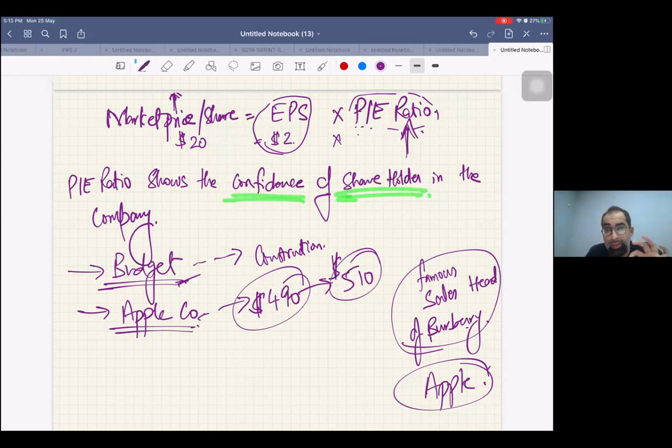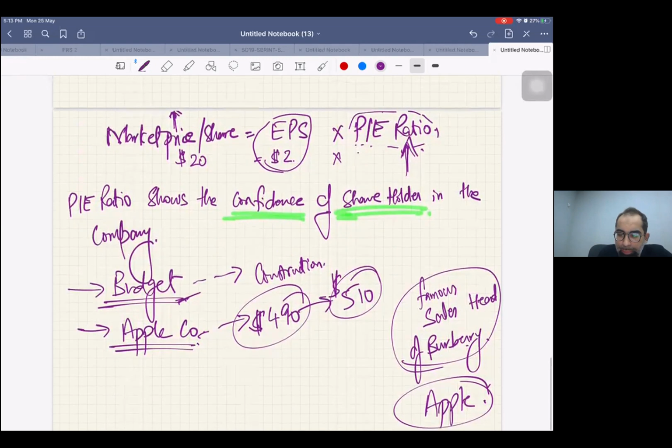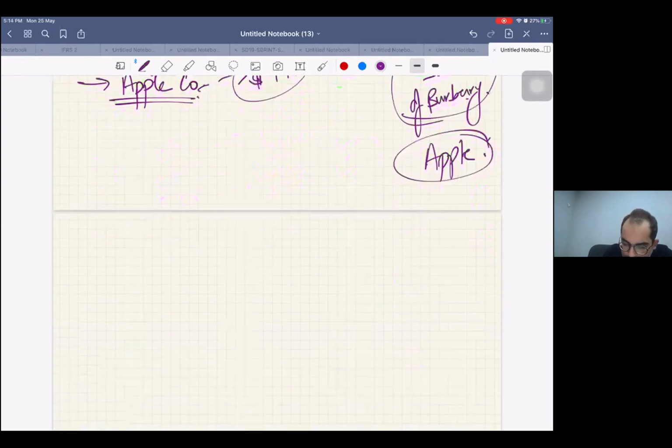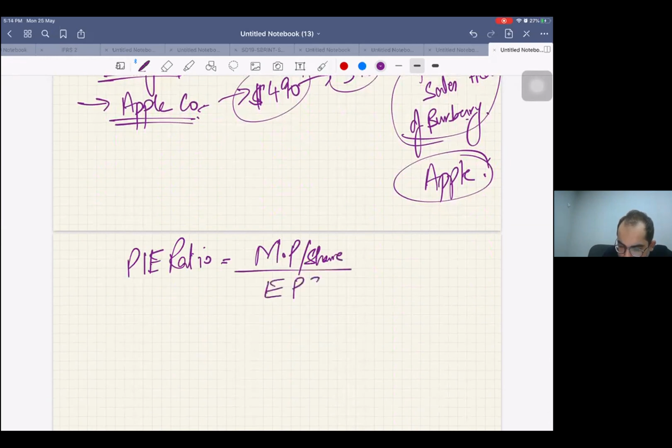Now, let me tell you the real formula of the price earning ratio and then some more discussion. See, you are multiplying the P ratio with EPS to get the market price. So if you want the P ratio alone, just divide by EPS on the other side. So this will be the formula. Price earning ratio equals market price per share divided by EPS.